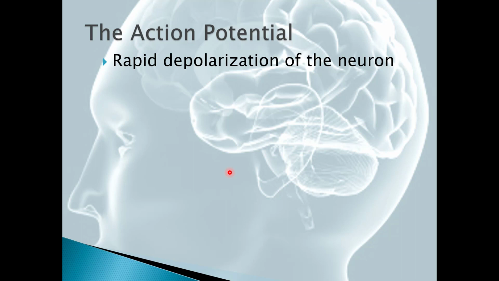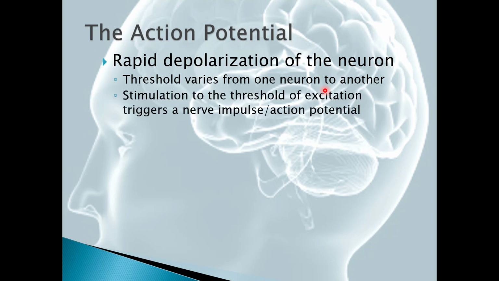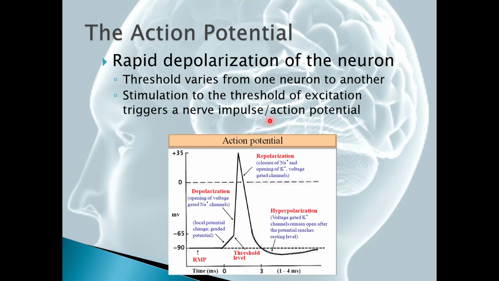So the action potential is a rapid depolarization of the membrane. We already talked about how threshold can vary from one neuron to another, but in any given neuron, that threshold is going to be the same at any given time. And stimulation to the threshold of excitation triggers a nerve impulse or an action potential. And that starts with this massive depolarization of the neuron.